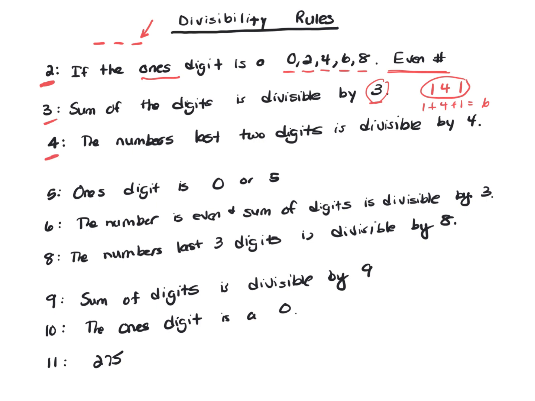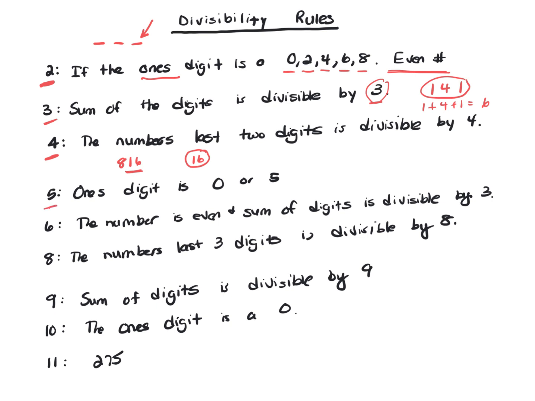4. The number's last 2 digits is divisible by 4. So if you have the number 816, the last 2 digits, 16, 4 will divide into 16. That means 816 is divisible by 4.